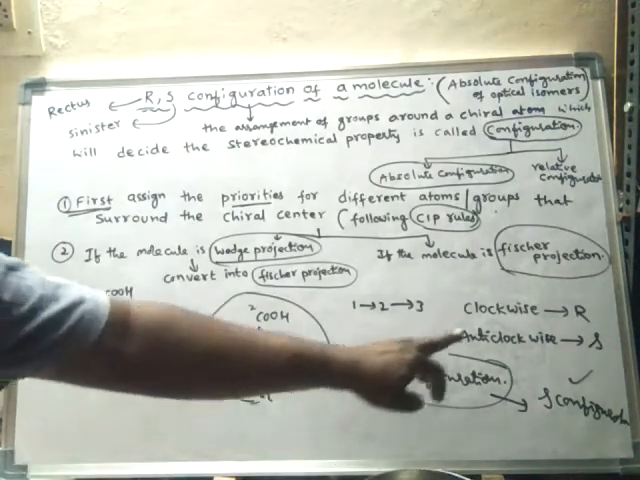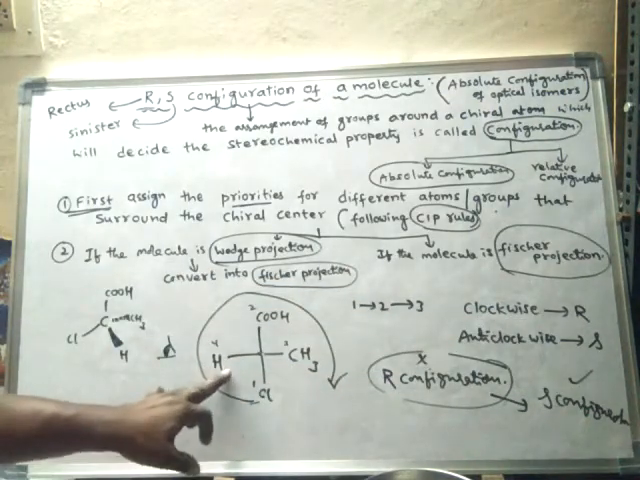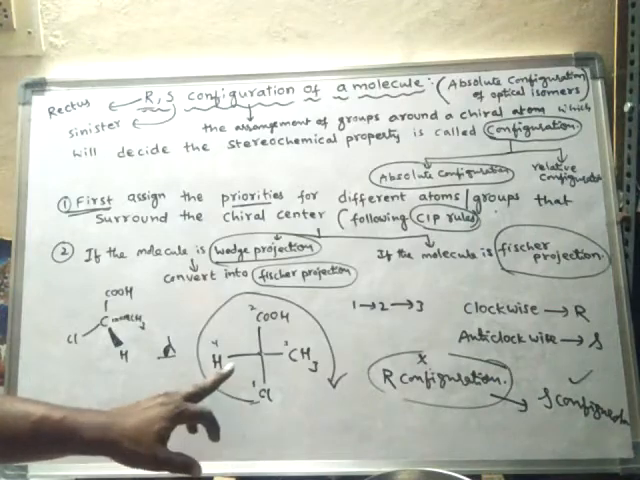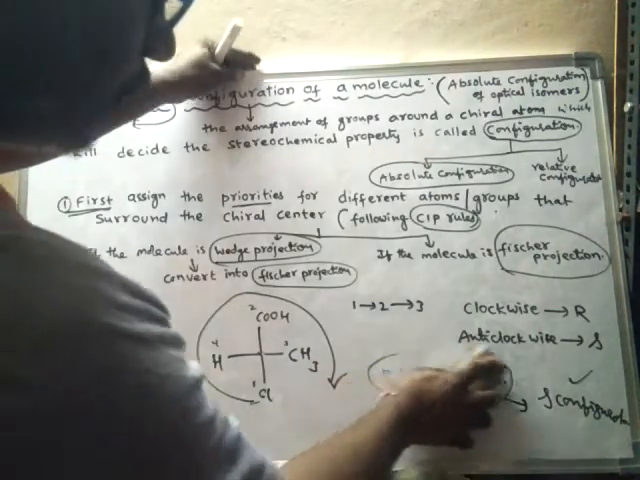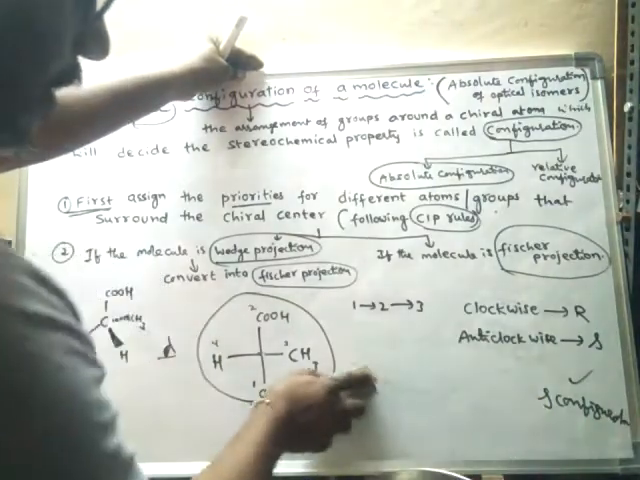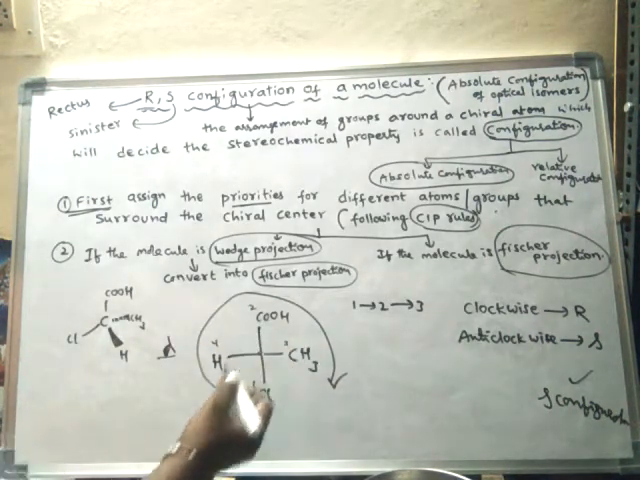Suppose it is R configuration, but as the lowest priority group is present on the horizontal, the configuration will turn to S configuration. So now we have to consider it as S configuration. So what is the configuration of this molecule? S configuration. Now, what is the IUPAC name of this one?